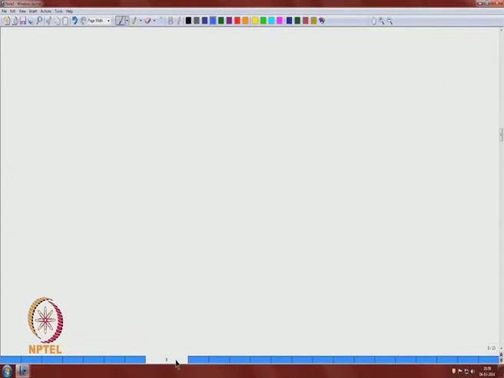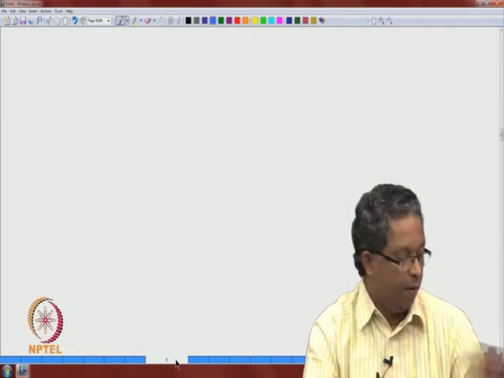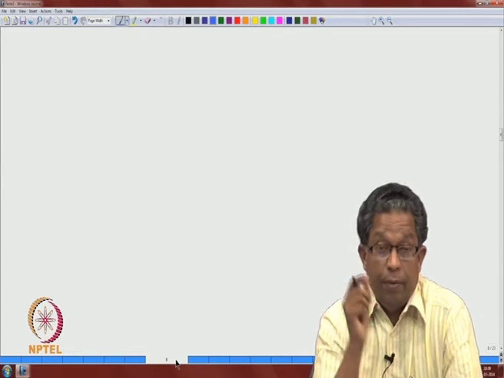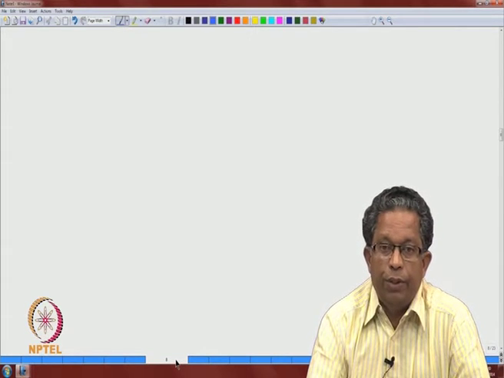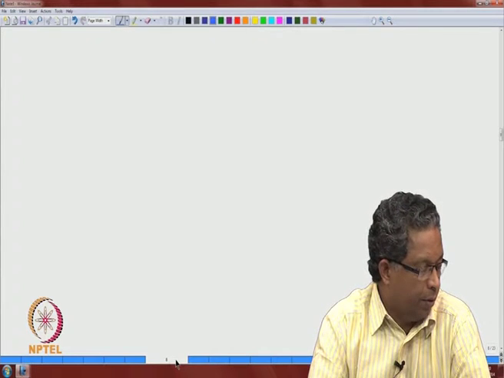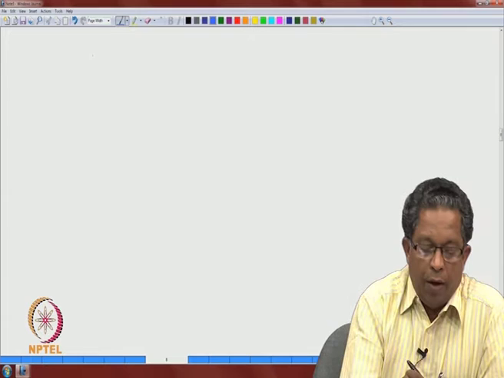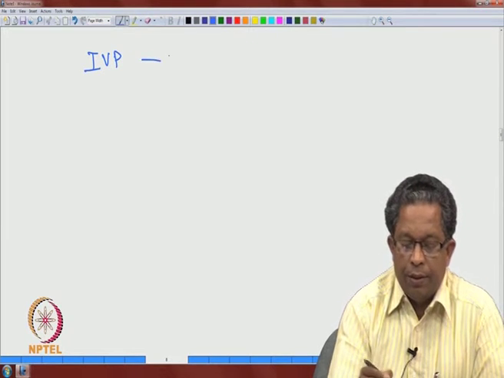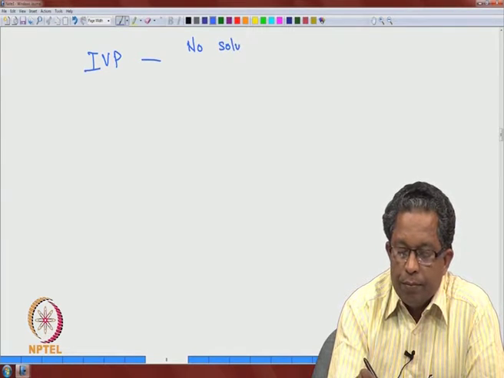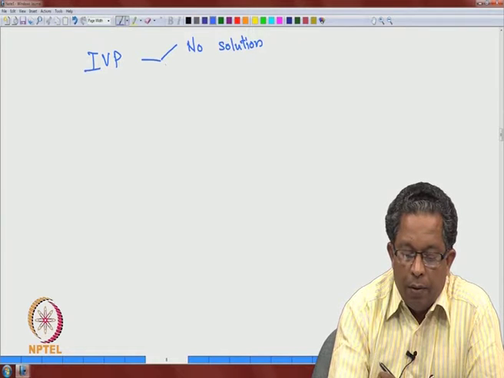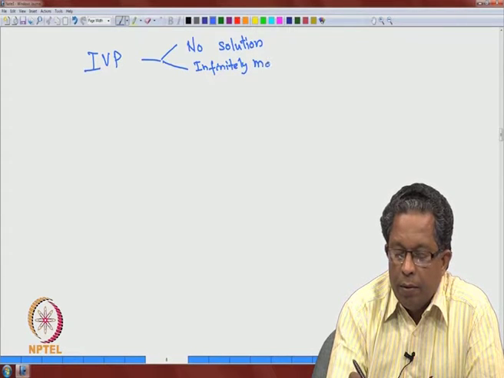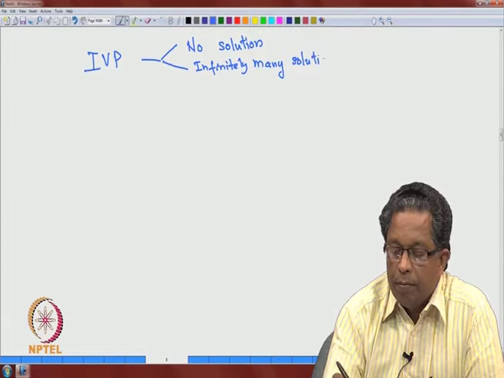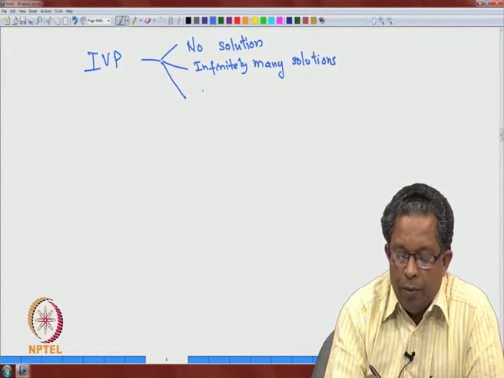Okay, now we look into initial value problems, where an initial value problem need not have a solution, or an initial value problem may have more than one solution, or an initial value problem has a unique solution. These three situations. So, initial value problem cases: no solution, infinitely many solutions, and unique solution.